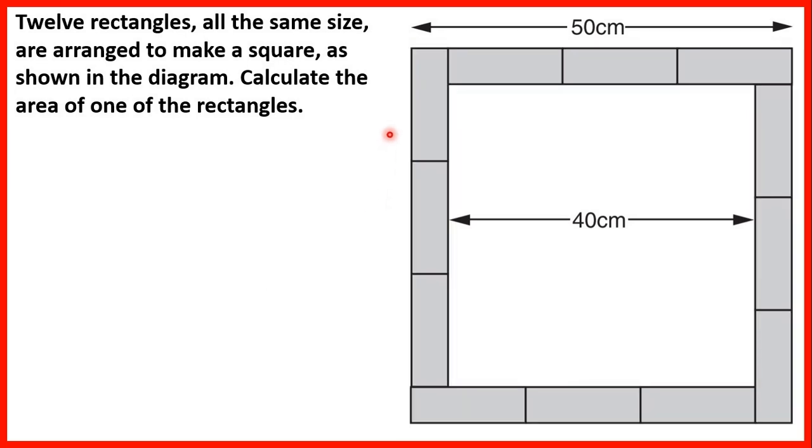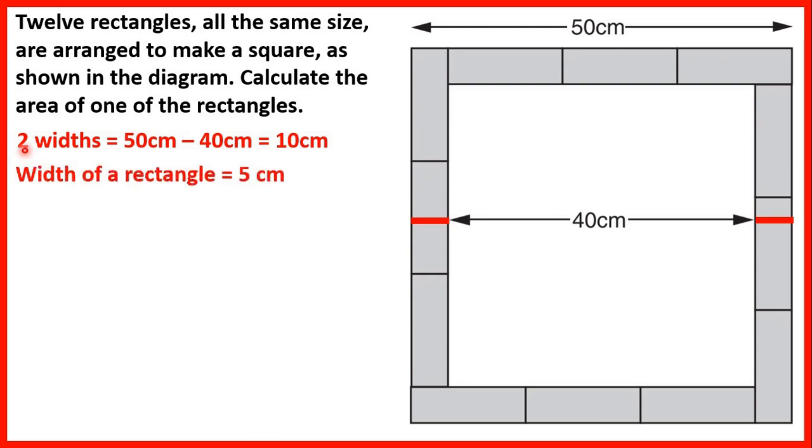Now the other way to work this out is to work out the width and length of one rectangle. So we can see that we have a width here and a width here. So a width plus 40 plus another width needs to give a total of 50, because we have 50 centimeters all the way across. So that means the two widths together must be 10 centimeters, because 10 plus 40 is 50, and if two widths are 10 centimeters, 10 divided by 2 is 5, so the width of a rectangle is 5 centimeters.